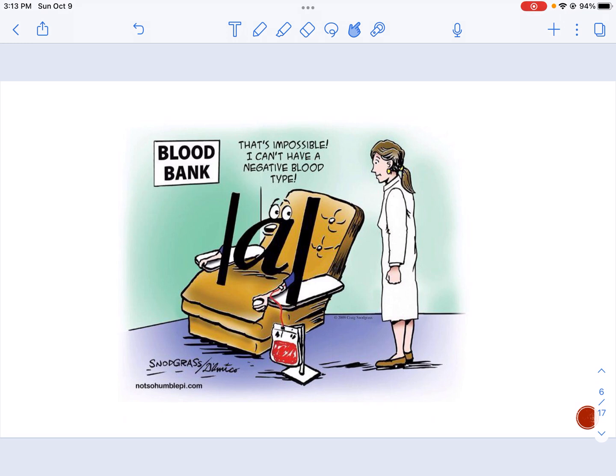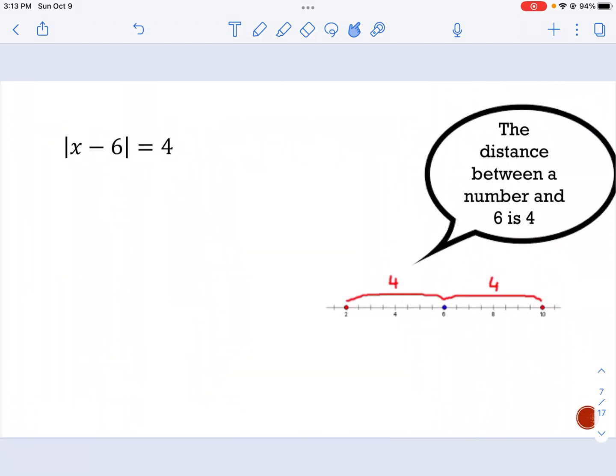We know when we're dealing with absolute value, I can never have a negative value. Absolute value represents the distance away from 0, and distance can never be negative. So let's take everything we know about absolute value and apply it to some harder equations.